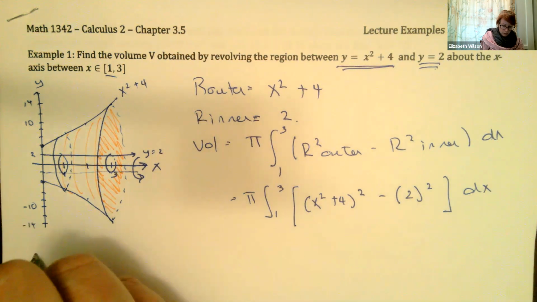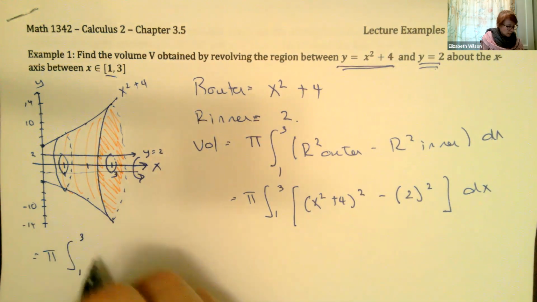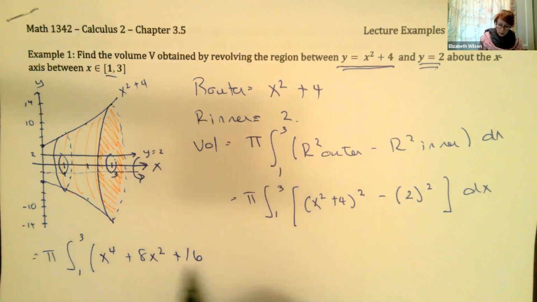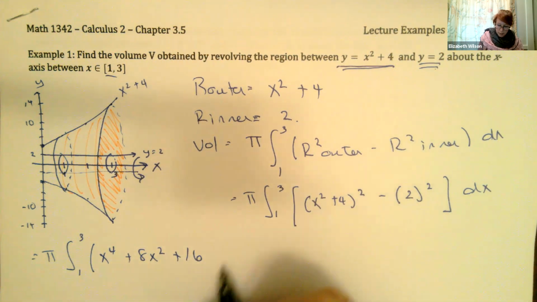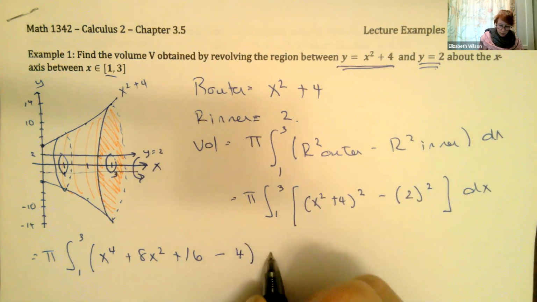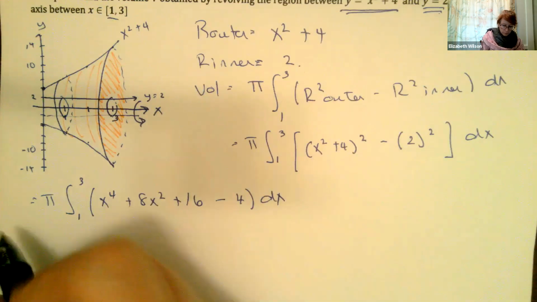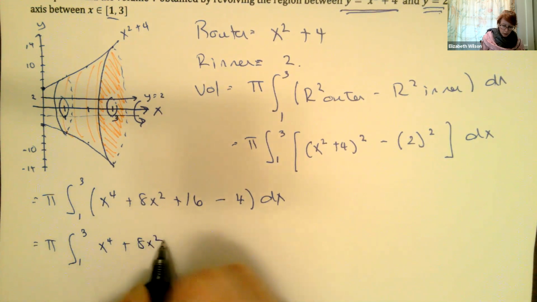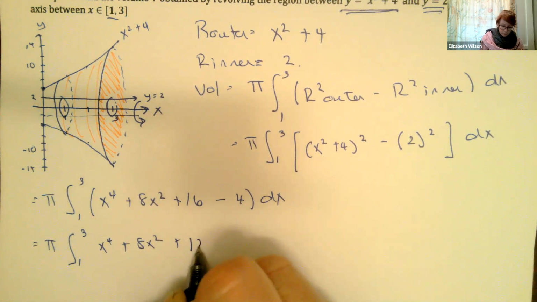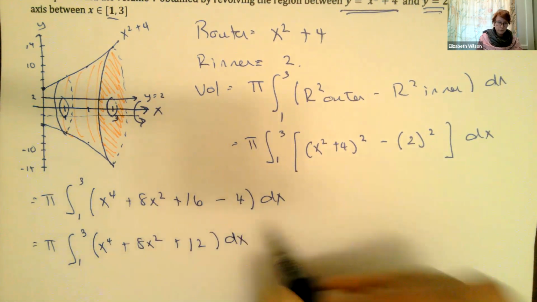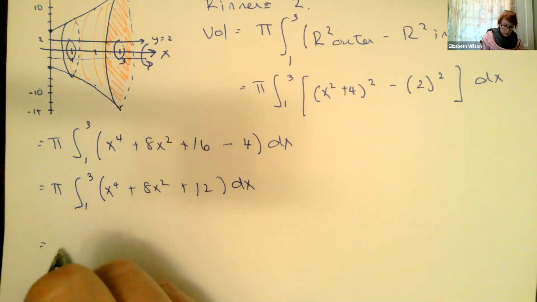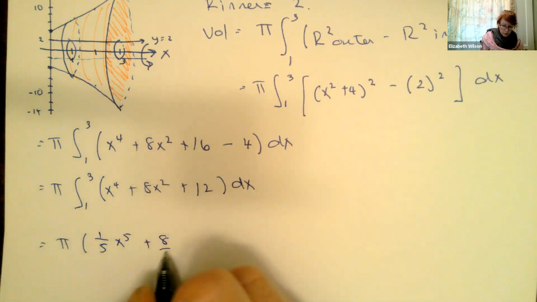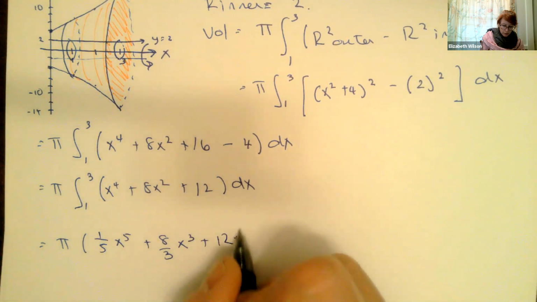So let's go ahead and do that. That's pi, integral from 1 to 3, x to the 4th plus 8x squared plus 16, that's my x squared plus 4 squared, minus 2 squared, which is 4, dx. Okay, so let's clean that up. This is going to be x to the 4th plus 8x squared plus 16 minus 4, that's 12, dx. Okay, so power rule when I go to integrate this. So this is pi times 1/5 x to the 5th, 8/3 x cubed, and 12x, and we're going to go from 1 to 3.